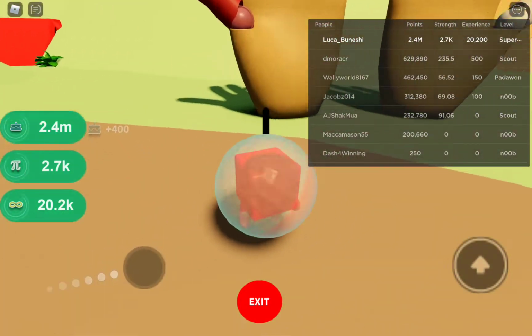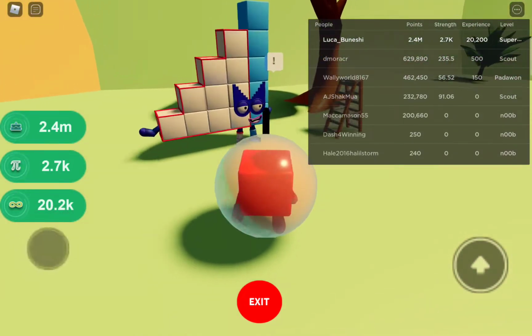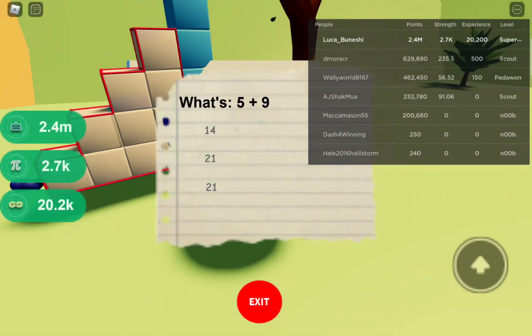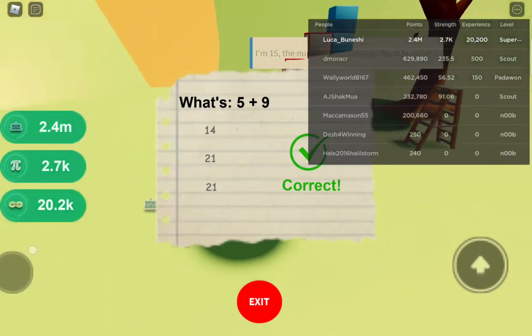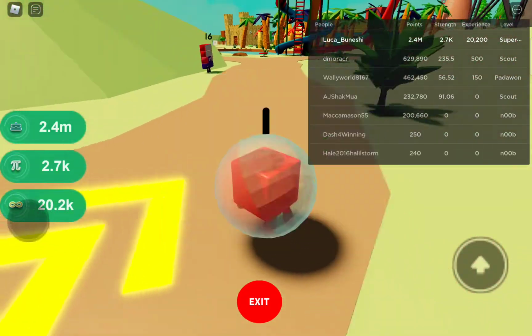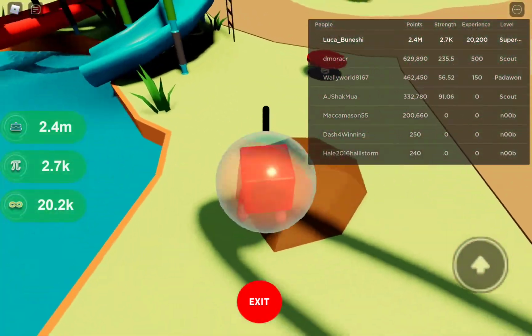Whoa. And here's number block 15. And yeah. Five plus 14. I knew that 14. That is my item of staging brains.